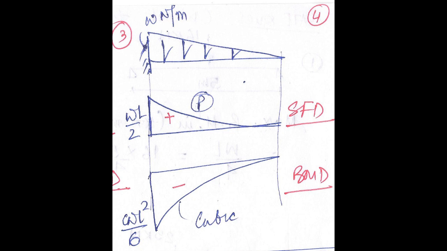Let us take another example. This is a cantilever beam with a triangular load. The triangular load starts from 0 at the free end and it is increasing, and at the fixed end it becomes W Newton per meter. So the SFD looks like this, it is a parabolic one. The maximum value of shear force is WL by 2 and it is at the fixed end. The BMD is a cubic parabola with the maximum value WL square by 6. It is also at the fixed end.